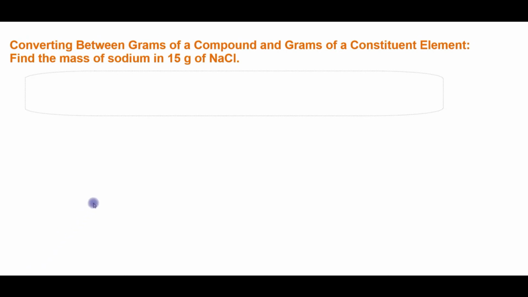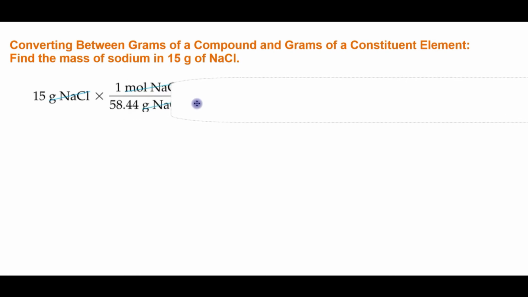Let's try one. We want to know how much sodium is in 15 grams of sodium chloride. If you recall at the very beginning of the chapter, we talked about health and how much sodium you should have, and how can we find that out when we have the sodium combined with the chloride? Well, we're going to start with our 15 grams of sodium chloride, and we need to change it to moles. We have no conversion factor that doesn't start with moles, so we use the molar mass from the periodic table, and we can cancel out the grams.